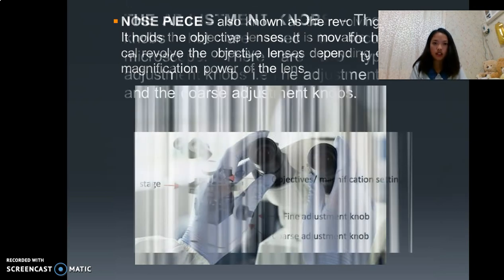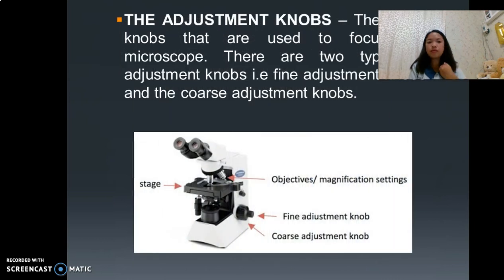So next, the adjustment knobs. These are knobs that are used to focus the microscope. There are two types of adjustment knobs, for example, fine adjustment knobs and the coarse adjustment knobs.